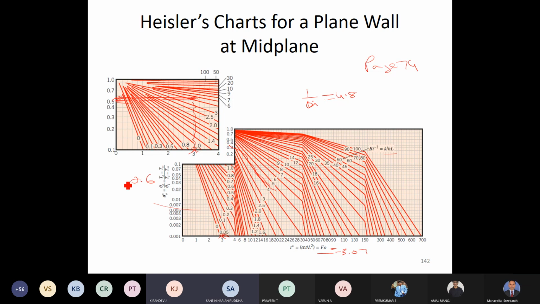Sir, in my data book, it's only the Biot number and not 1 by Biot. That's what I'm saying. You use Biot number only, and tell me what's your y-axis value.